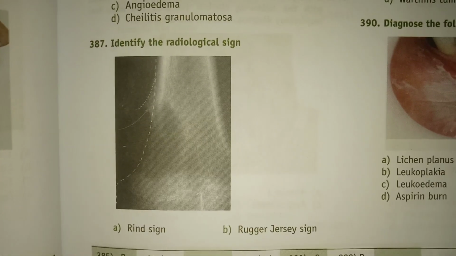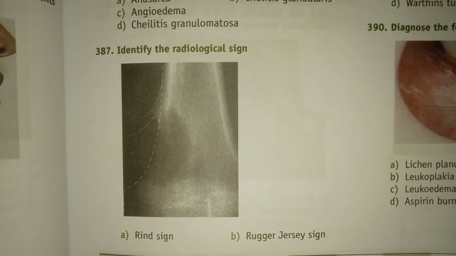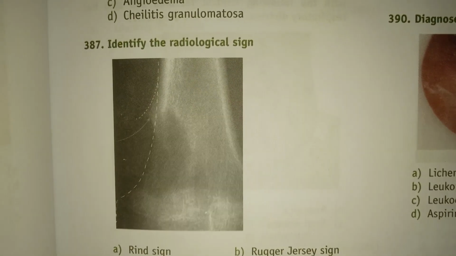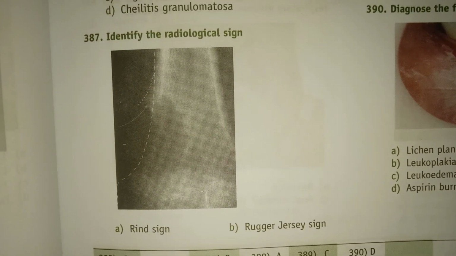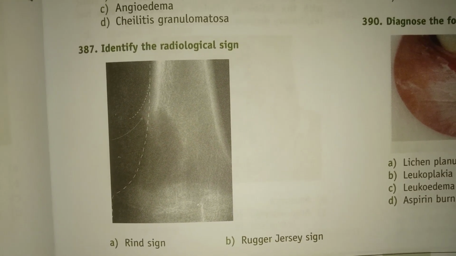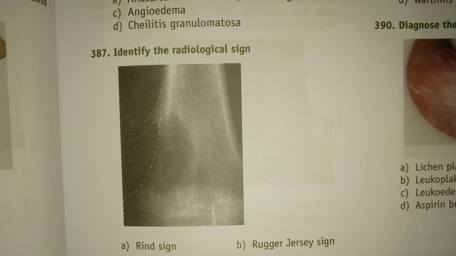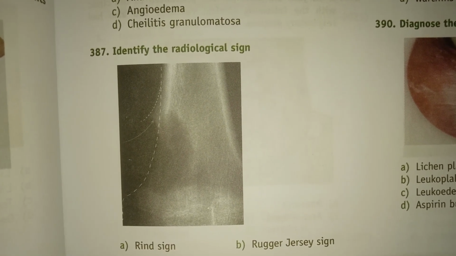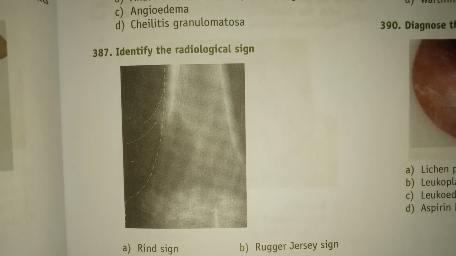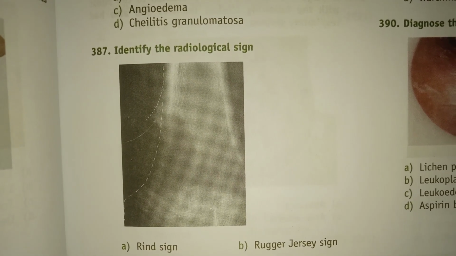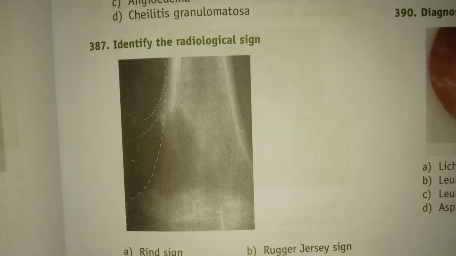So now focus on question number 387, and you can see the radiological sign here. So you have to identify the radiological sign. What is that? It's a clear-cut case of Codman's triangle, and it is seen in osteosarcoma. So it's a Codman's triangle.